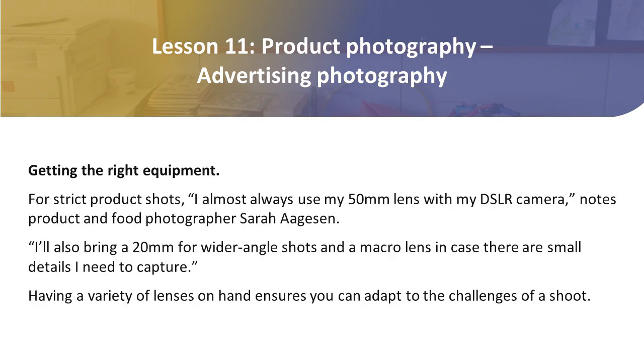Well, a photo is nothing if you don't get the right equipment. "So, for strict product shots, I almost always use my 50mm lens with my DSLR camera," notes product and food photographer Sarah Egison. She continues by saying, "I'll also bring a 20mm for wider angle shots and a macro lens in case there are small details I need to capture." Having a variety of lenses on hand ensures you can adapt to the challenges of a shoot.